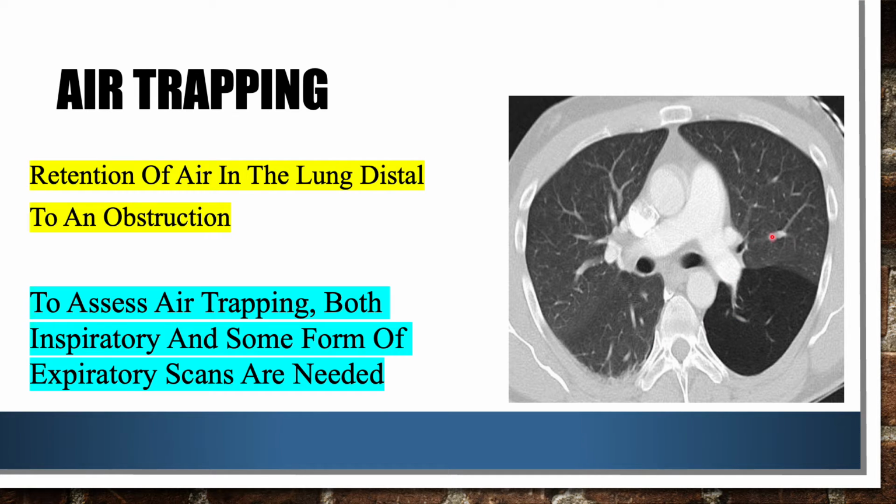We can clearly see in this scan as well, there is a huge localized area of air trapping. So, probably there is some obstruction at the level of this bronchi, and so there is air trapping at this level. But to assess air trapping, an inspiratory scan may not be sufficient in a lot of cases.